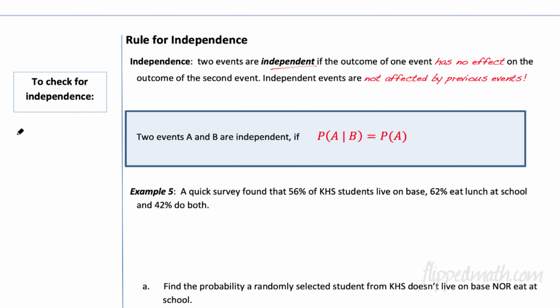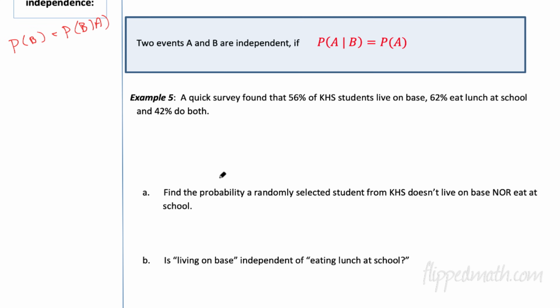Now, can you do it the other way around? Absolutely. The probability of B has to equal the probability of B given A. Notice how I switch letters and I switch directions. It's okay. The probability of one thing has to equal the probability of that happening given the other event. This is how you check for independence. So let's see how it works here.